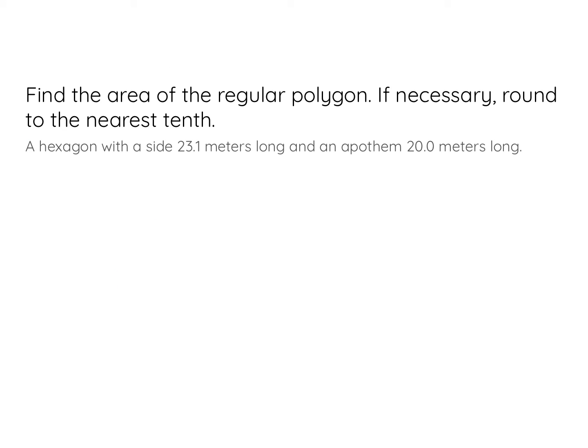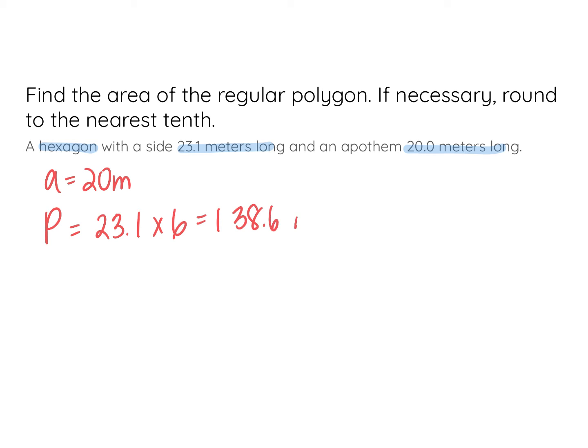Okay, let's look at another one here. Now, they're not giving us a picture, but everything that we need to know is in here. A hexagon, with a side of 23.1 meters long and an apothem of 20 meters long, right? So A is 20 meters, P is going to be 23.1, because that's the side length, times a hexagon has 6 sides. So 23.1 times 6, that gives us 138.6 meters.